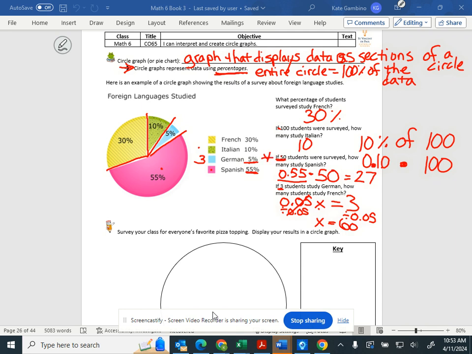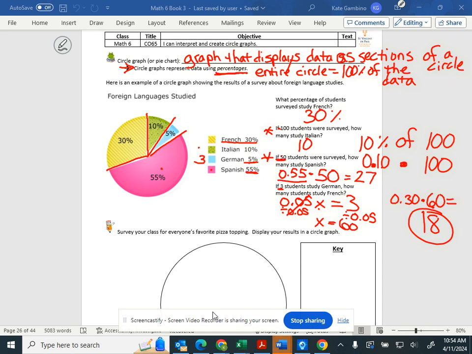How did we figure it out up here? What math do I have to do to figure out how many study French? Melanie? I have my percentage of French. I know my total. I multiply them together to see how many people that is that's studying French. What is 0.30 times 60, Zelda? 18. There are 18 people studying French.